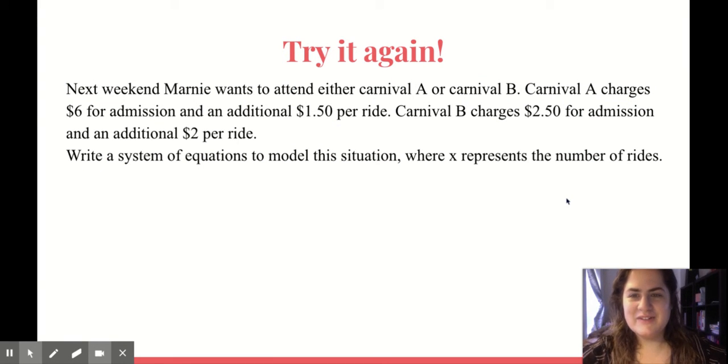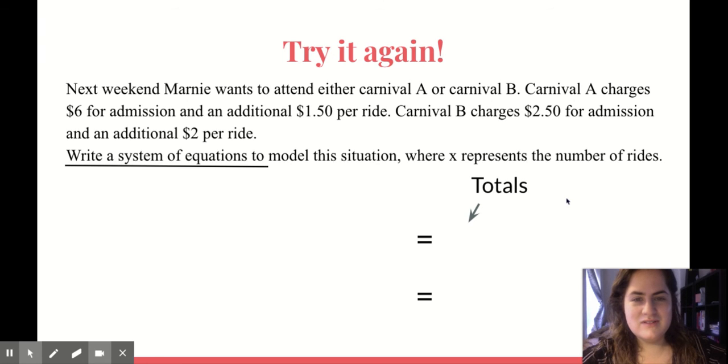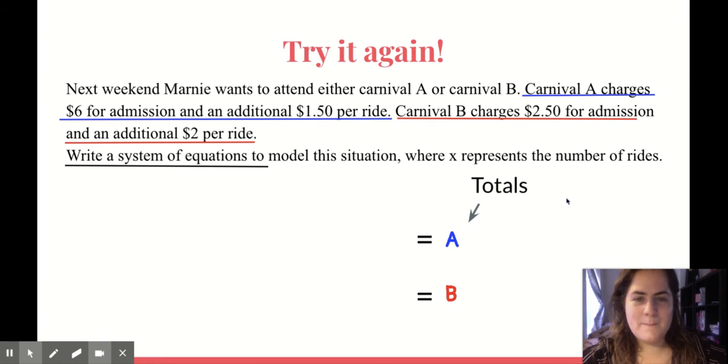Okay, let's go over it. Next weekend, Marnie was going to either Carnival A or B, and we have to write a system of equations. So that's two equal signs. Let's look for some totals, and there were no totals given, so I'm just going to have the first equation equal to Carnival A, and the second equation equal to Carnival B.